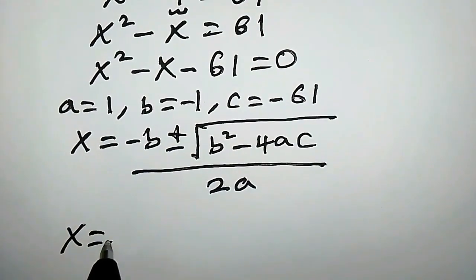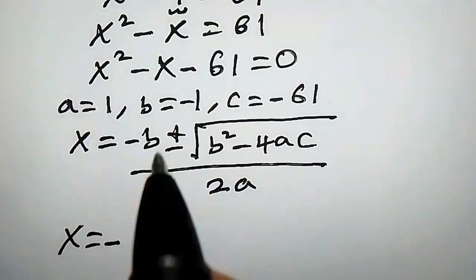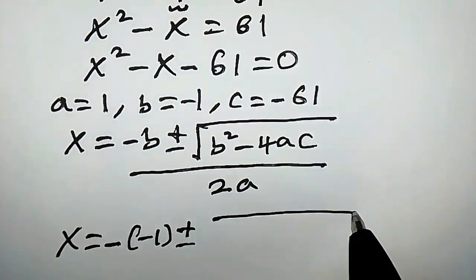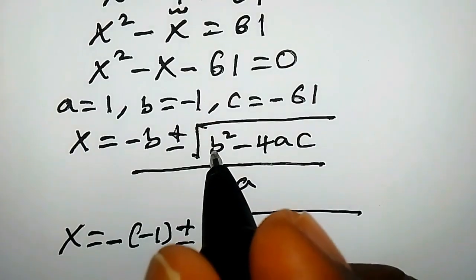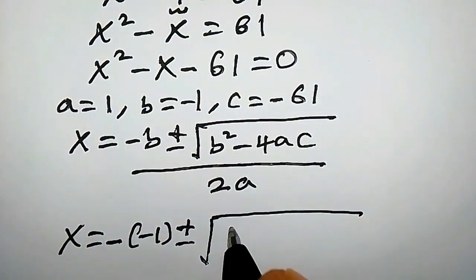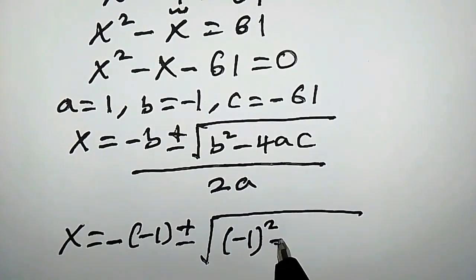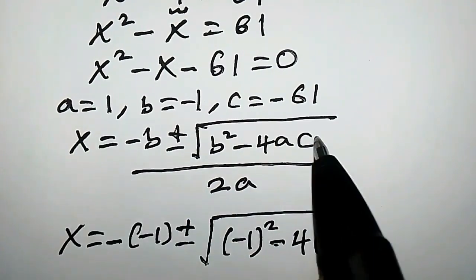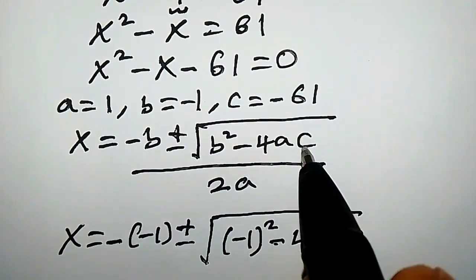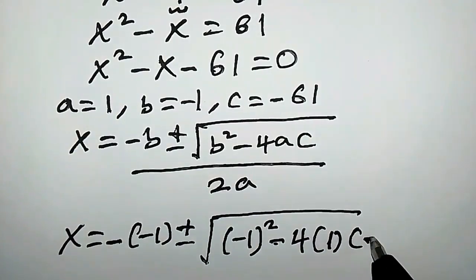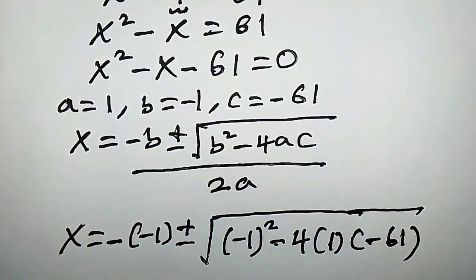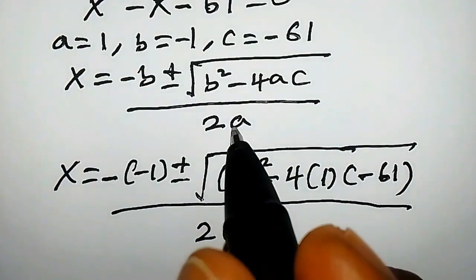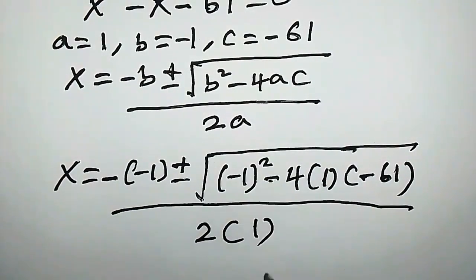X is equal to minus, what is b? B is minus 1, plus or minus square root of b squared. B is negative 1. That will be minus 1 all squared minus 4 times, what is a? A is 1, times, what is c? C is minus 61. Everything divided by 2 times, what is a? A is 1. So we have 1 here.